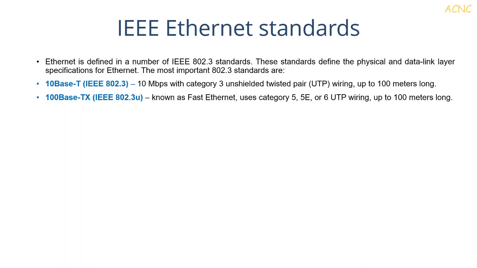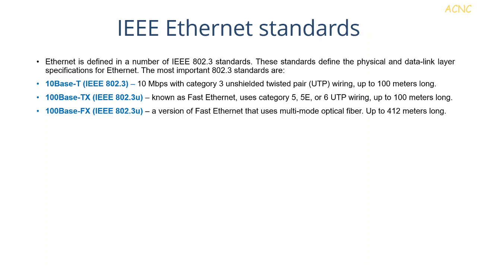When we connect the network with the LAN, the LAN wire is a different type, like cat 1, cat 2, cat 3, cat 4. The cat defines the category. So with category 3, 10 Mbps, the wire length is 100 meters. 100BASE-TX, known as Fast Ethernet, uses category 5, 5E or 6 UTP wiring with 100 meters length.